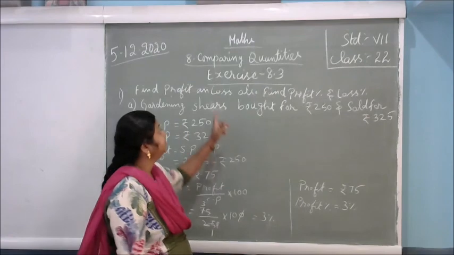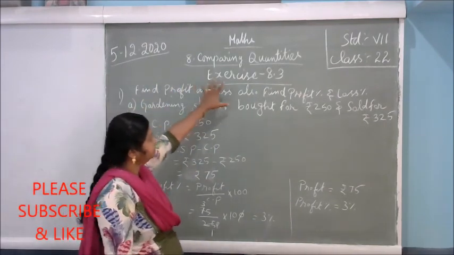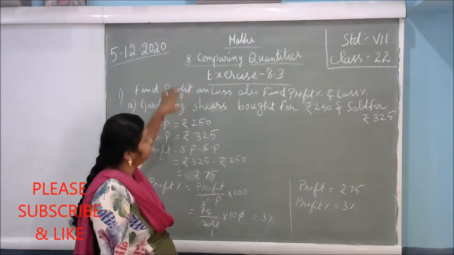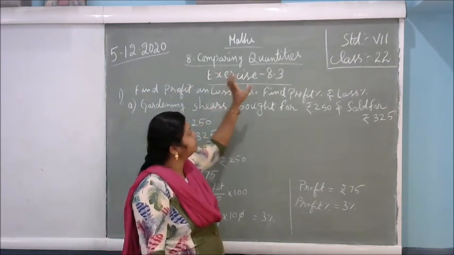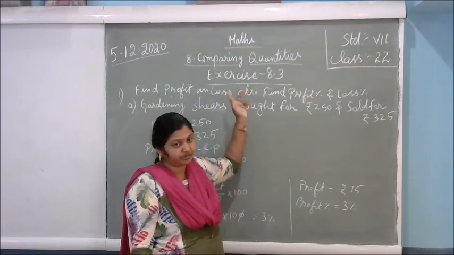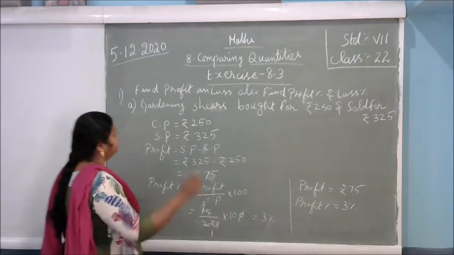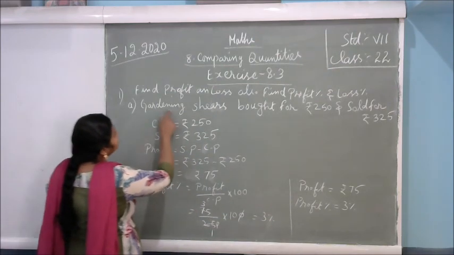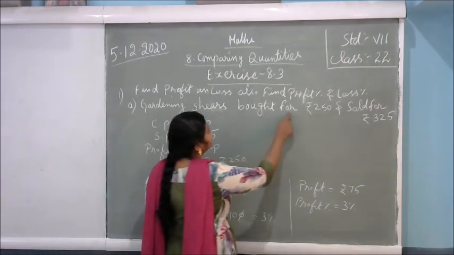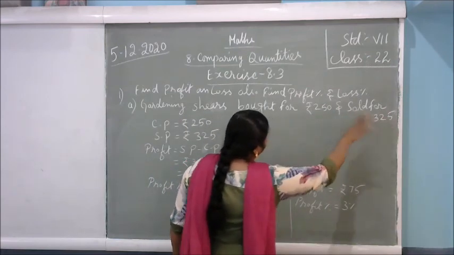In exercise 8.3, you have to find out the first sum. You have to find the profit and loss. Okay, according to the given question, you should find out the profit and loss and the profit percentage. Two questions are there. One, you should find out the profit or loss. Second question is the profit percentage. First, what is that? Gardening chairs bought for rupees 250 and sold for rupees 325.